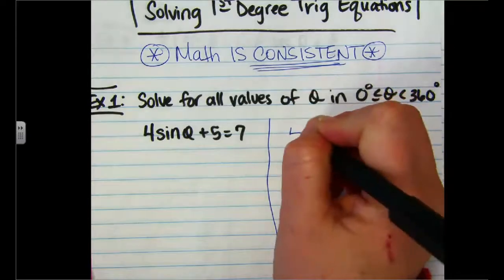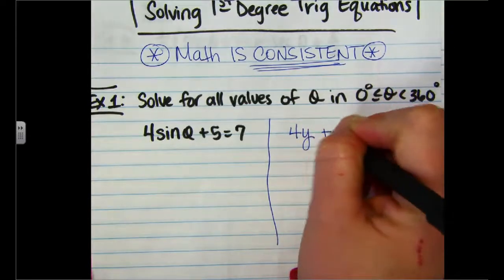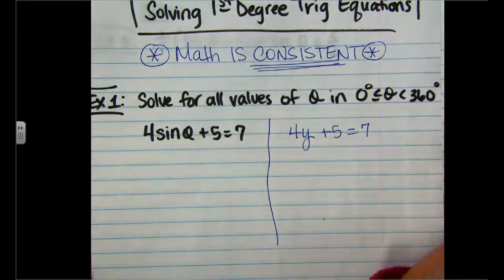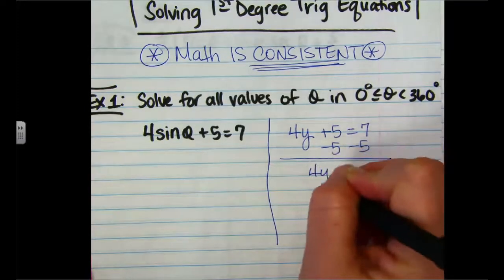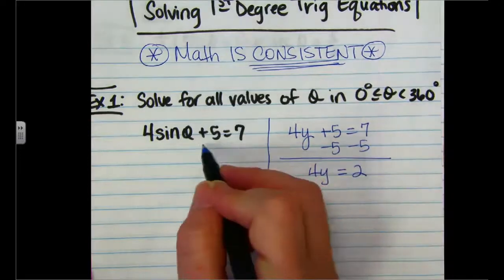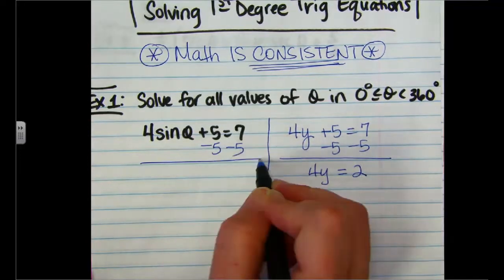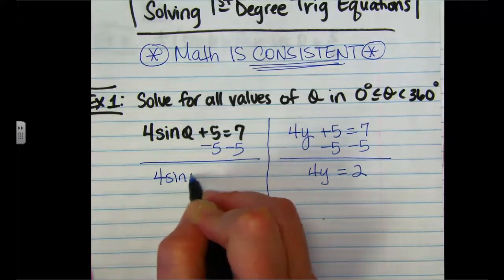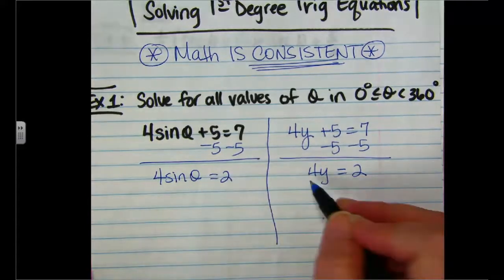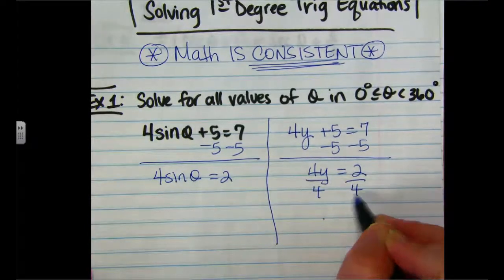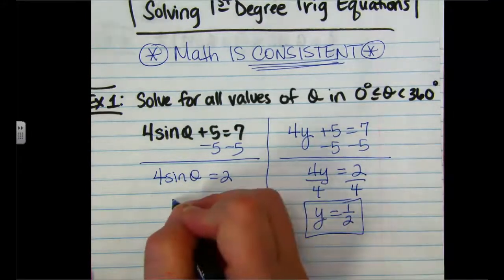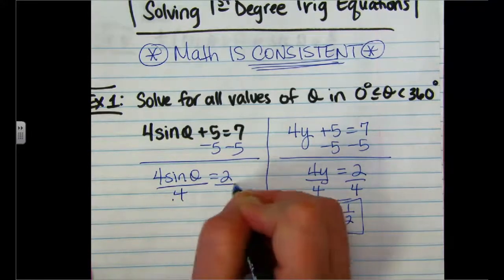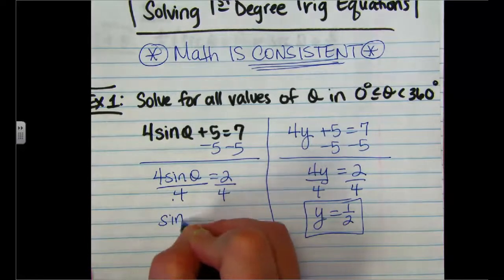When I see 4 sine theta plus 5 equals 7, maybe I change sine theta to y to remember how to solve an equation. So there, I would subtract 5 from both sides and get 4y equals 2. Do the same thing to your trig equation. Subtract 5 from both sides, and you have 4 sine theta equals 2. Getting y alone means dividing by 4, so y is 1/2. Getting sine theta alone still means dividing by 4. You get sine theta equals 1/2.